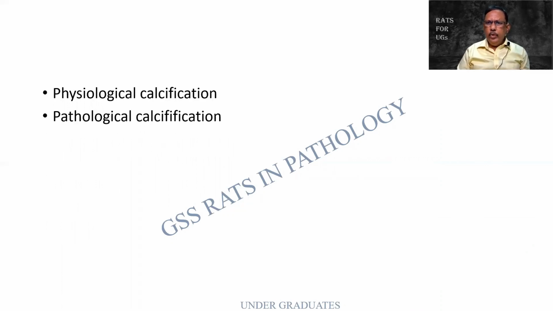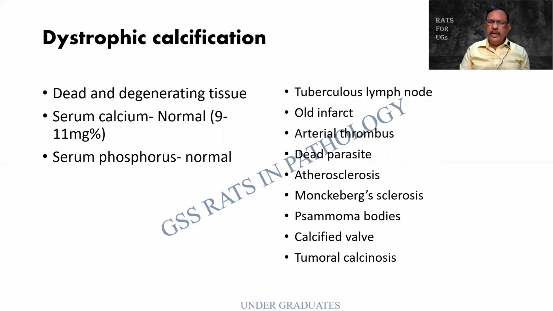There are basically two types of calcification. One is physiological. All of us are getting our bones formed. They undergo what is called mineralization. They become stronger, and so do the teeth. So this is called physiological calcification. But what we are worried about is pathological calcification. What do I mean by the word pathological calcification?